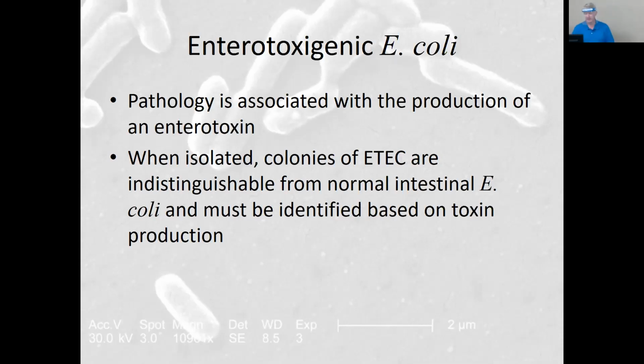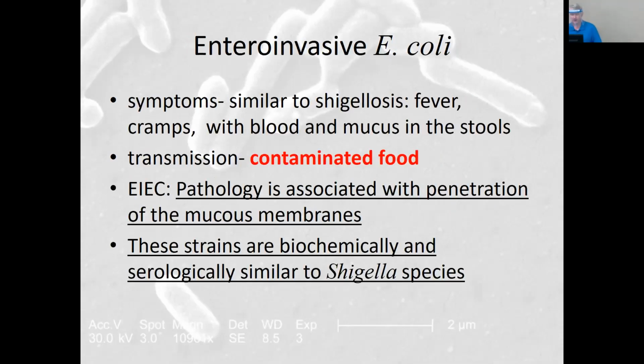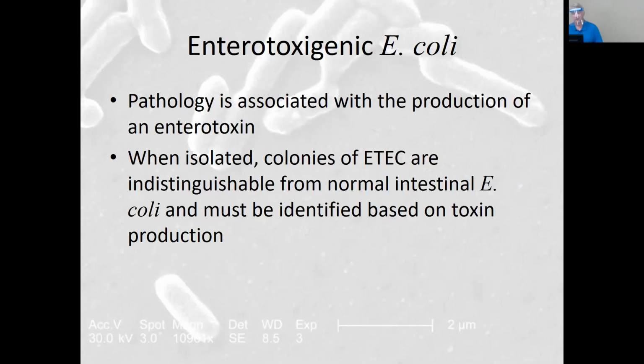When we isolate it, the colonies of enterotoxigenic E. coli, that's ETEC short for that, it's indistinguishable from normal intestinal E. coli, and it must be identified based on the toxin. So if we did a culture of that diarrhea, we would probably just find E. coli like we normally would from a stool culture. We wouldn't be really panicky about it. So we definitely want to check for the toxin. Okay, so that's one. That's our enterotoxigenic E. coli.